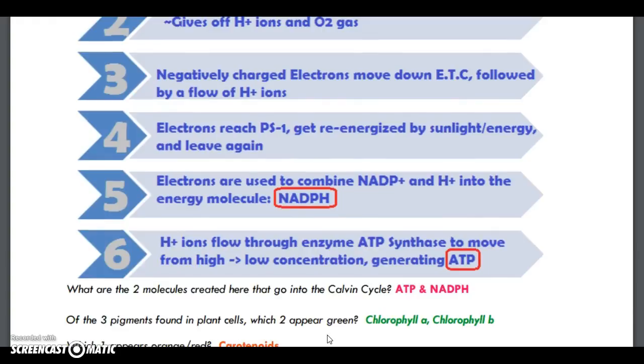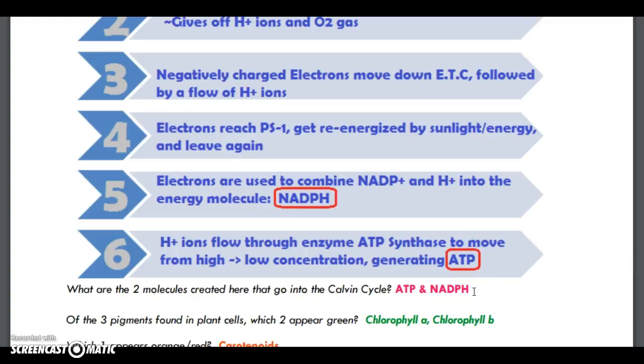In step 6, all of the hydrogen ions that were being used up here in step 3, that flow of hydrogen ions, they are now going to move through an enzyme called ATP synthase, which is in the membranes of the chloroplast, and it moves all of those hydrogen ions from high to low concentration, and that movement generates ATP. So the 2 important things here are circled in red. NADPH and ATP are made, and both of those are needed to perform the Calvin cycle.